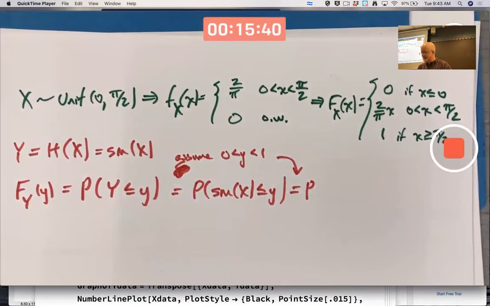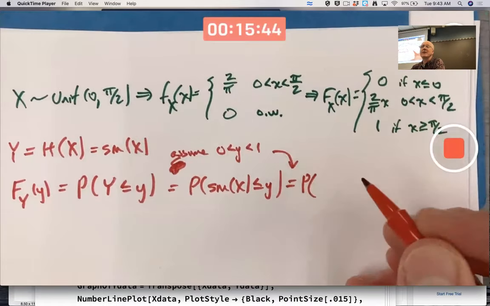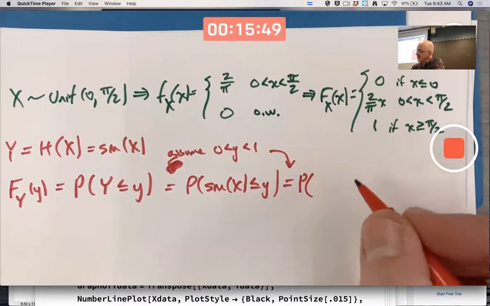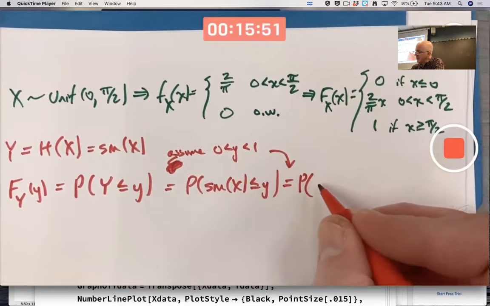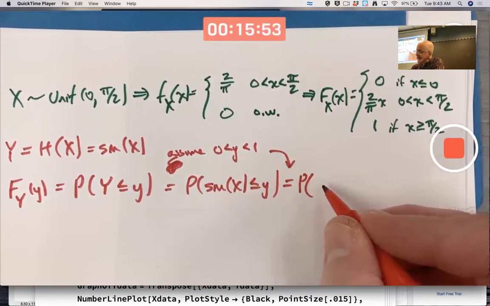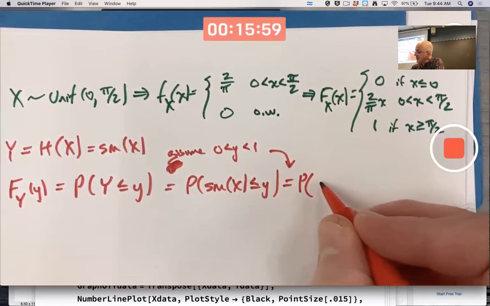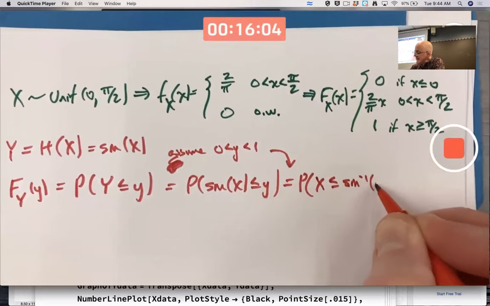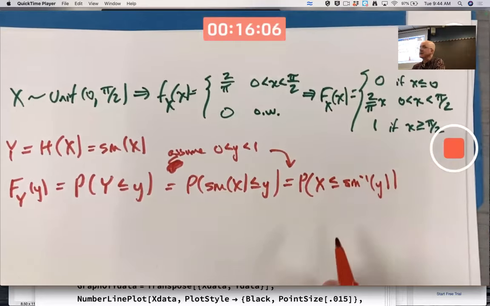Anyway, for us, you can't plug something bigger than 1 into the inverse sine function. You can plug something between -1 and 0 into it, but as far as ultimately simplifying the way we want to, since x is between 0 and pi over 2, y is going to be between 0 and 1 anyway. So take the inverse sine of both sides. And the inequality does stay the same direction, less than or equal to.